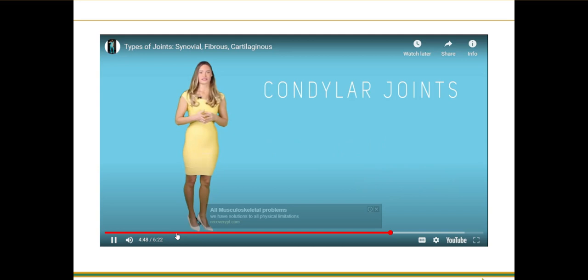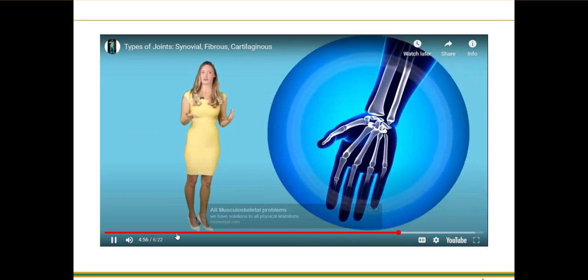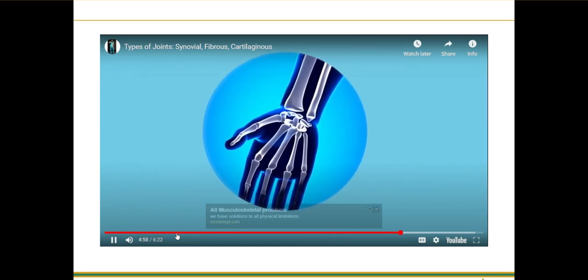With condylar joints, you can perform bending, stretching, abduction, adduction, and circumflexion. The perfect examples of these joints are your hands.